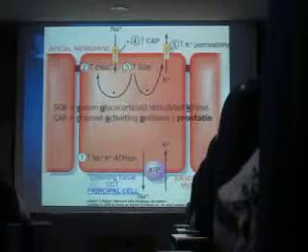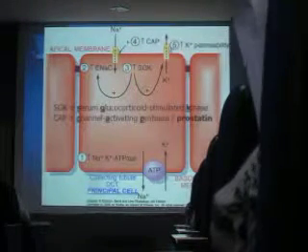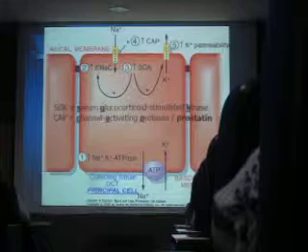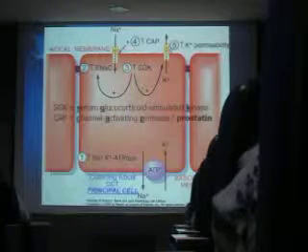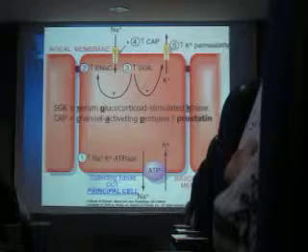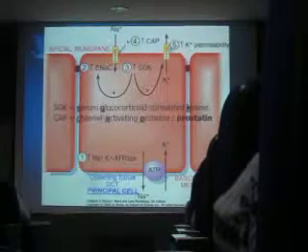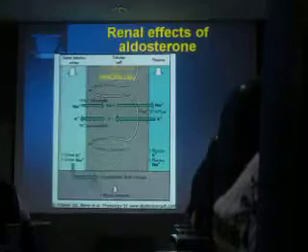Lastly, your aldosterone also enhances activity and synthesis of your CAP, which is your prostatin, also known as your channel activating protease, which activates this epithelial sodium channel in the apical membrane, which again facilitates sodium reabsorption from the tubular fluid into the principal cell.